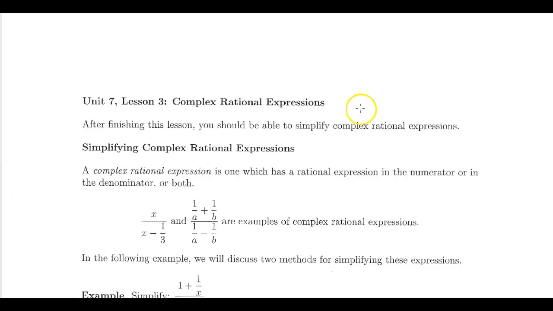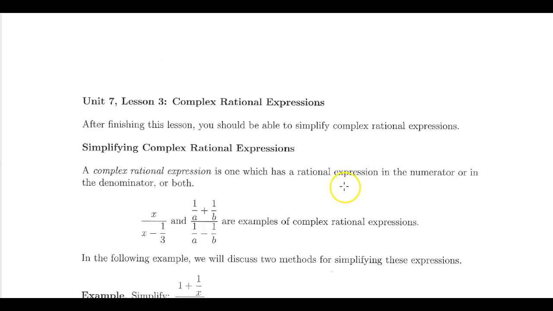This is Lesson 3 on complex rational expressions. After this lesson, you should be able to simplify these types of complex rational expressions. So we're going to take techniques we've learned from simplifying, multiplying, dividing, and adding and subtracting rational expressions and apply them here in this lesson. You will practice a lot of the skills that you've learned up to now.